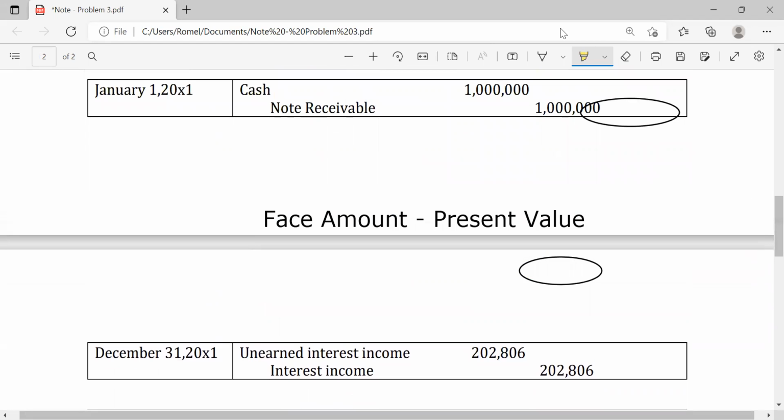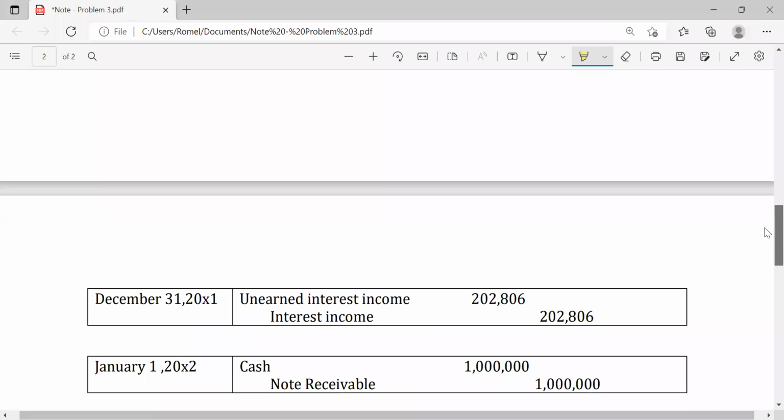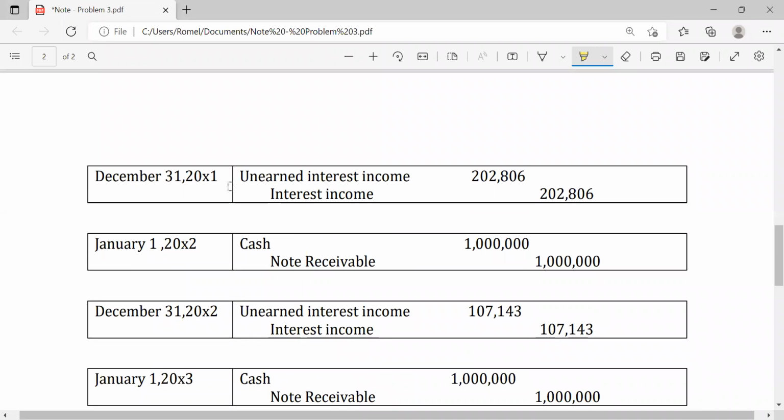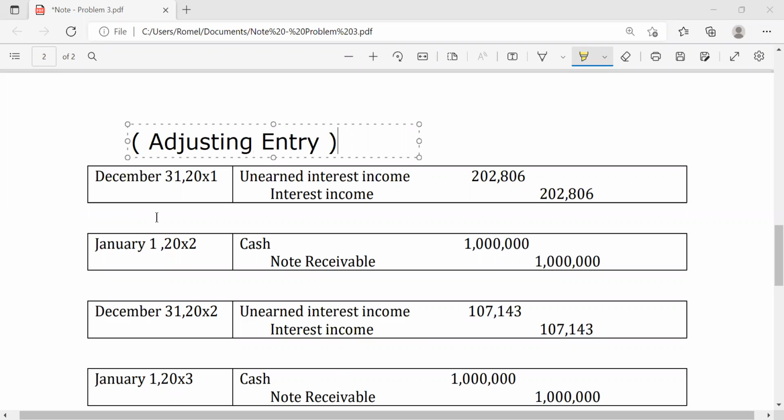And then next. Okay. For December 31, 20X1, time already passed by. So, isang taon na ang dumaan. Therefore, for December 31, 20X1, you need to have an adjusting entry. Kailangan natin mag-recognize ng adjusting entry sa December 31, 20X1 because time already passed. And since time already passed, by December 31, 20X1, we need to recognize interest income for the year 20X1. Kasi from January 1 to December 31, 20X1, time already passed. And because of that, we need to have an adjusting entry to recognize the interest income.